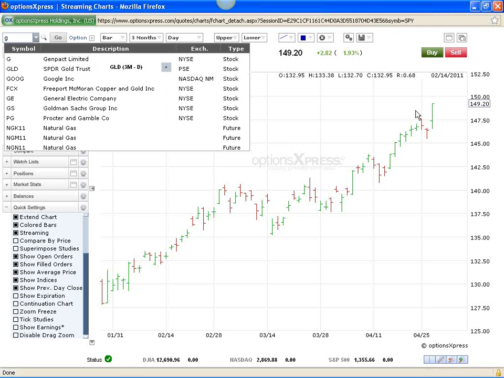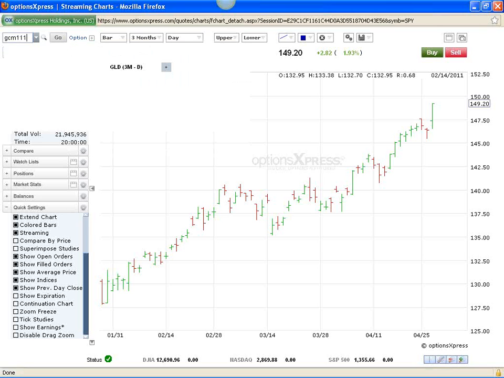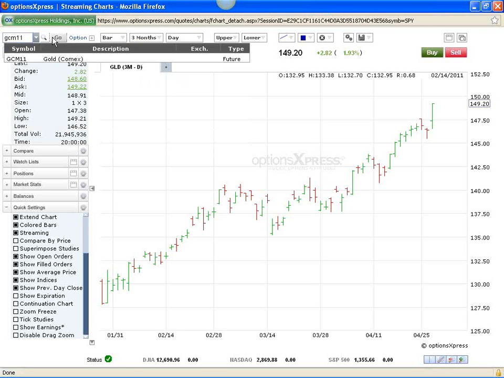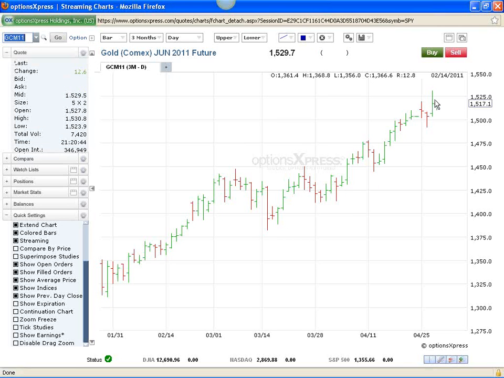For gold, we could go ahead and go into GC M11. We'll look at M as basically the month, so we're looking at June right here. So we can get the actual future. So here we are, as I mentioned, it went above $1,500. So there you are at 1517, but it was way up there today. So does the Australian dollar look very similar to gold prices?